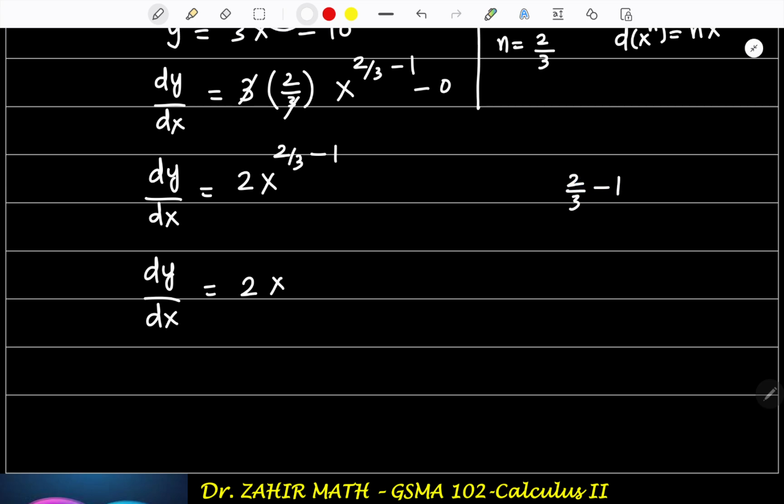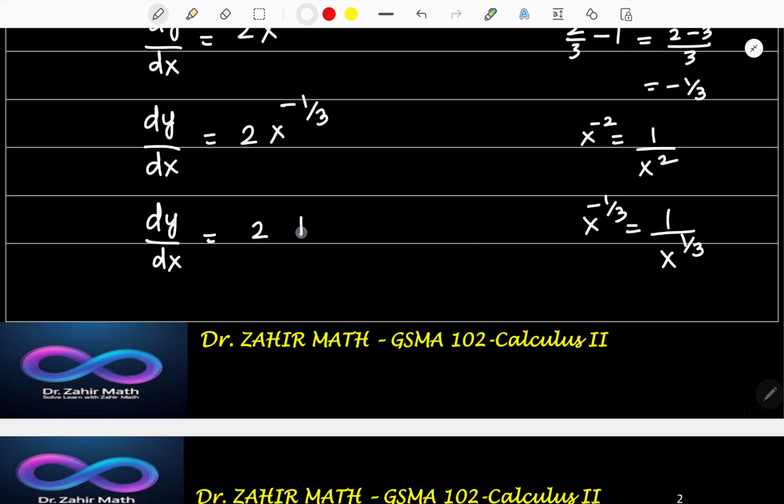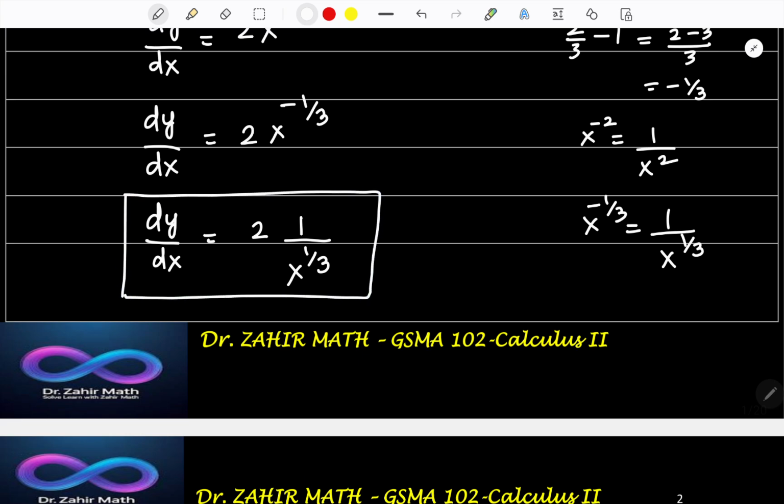Put 2/3 minus 1 in the calculator, which is (2 minus 3)/3, which is minus 1/3. So dy/dx is equal to 2x to the power of minus 1/3. If you have x to the power of minus 2, you can write 1/x squared. Similarly, x to the power of minus 1/3 is 1 divided by x to the power of 1/3. So this is your dy/dx.